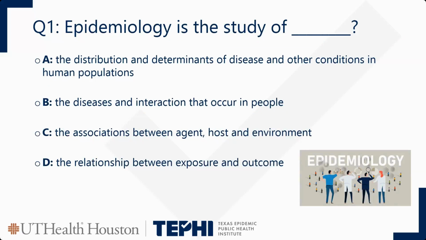Okay, so the first question is, epidemiology is the study of what? Is it the distribution and determinants of disease and other conditions in human populations? Or is it the study of the disease and interactions that occur in people? Or is it option C, the associations between the agent, host, and environment? Or is it the last option, the study of a relationship between the exposure and outcome? Which one do you think is the right answer?